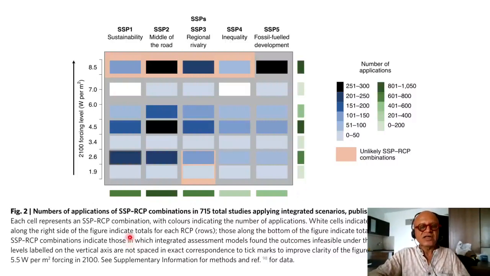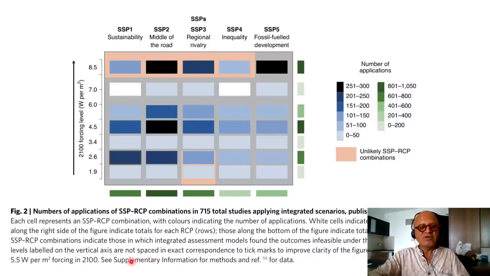Green rectangles along the right side of the figure indicate totals for each RCP row. So you have green colors here and here. Those along the bottom of the figure indicate totals of each SSP. So RCPs here, SSPs here. Unlikely SSP RCP combinations indicate those in which integrated assessment models found the outcomes infeasible under the SSPs and shared policy assumptions assumed. So they were given SSPs and SPAs, but the integrated models just could not meet those demands.